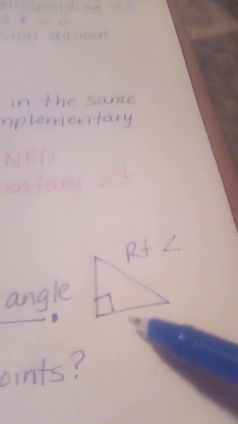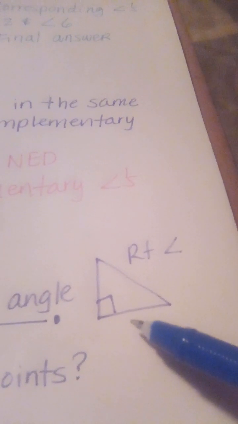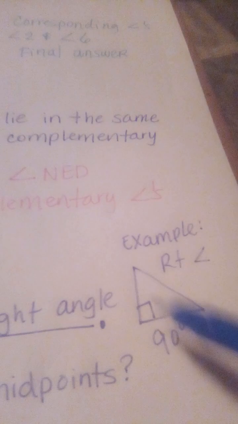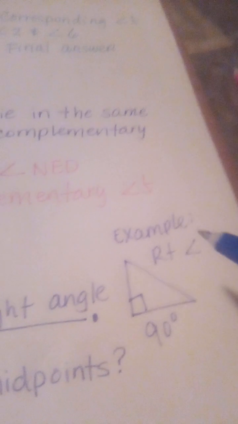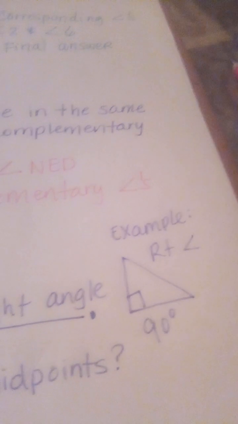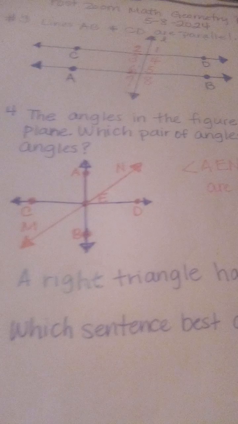Why? This is a 90-degree angle, triangle, right? A right triangle has what? 90 degrees. So that is your answer. This is an example of what I'm talking about. So this is 90 degrees. When you go like this, that's a 90-degree angle. This is an L shape. All right. Any questions on number 5?